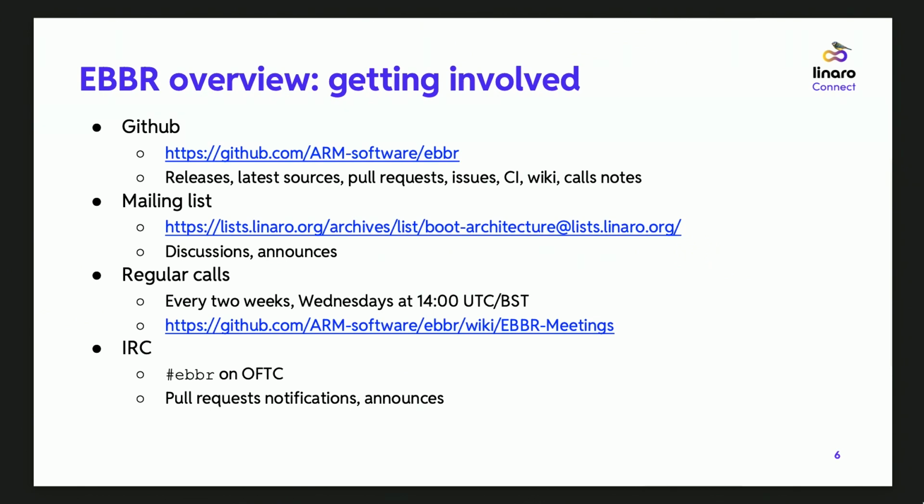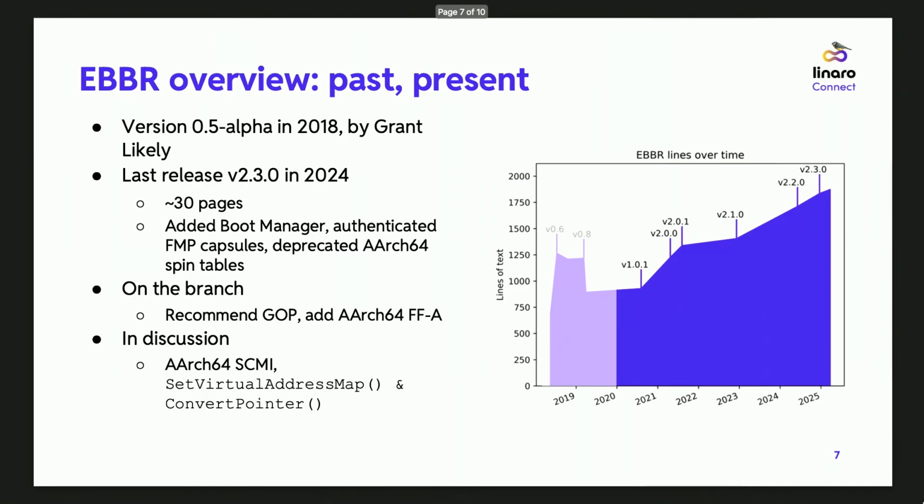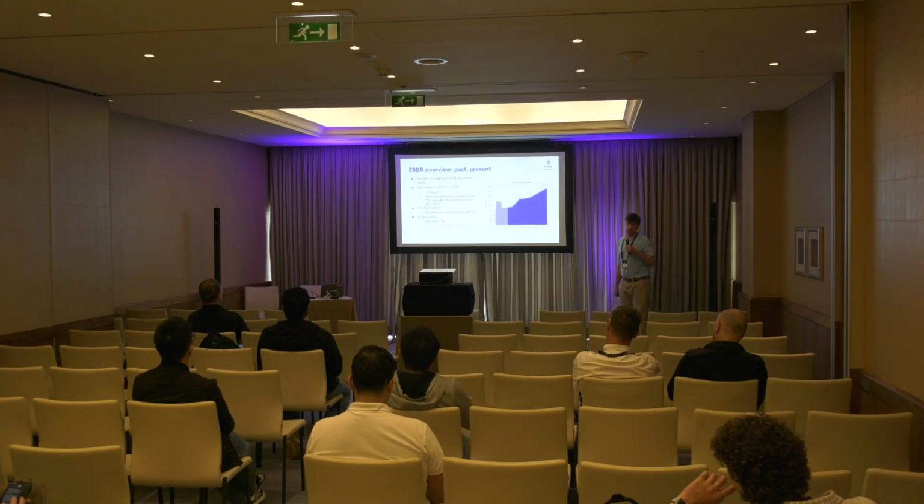Okay, I have one last slide before we move on to the open discussion, which is an overview of the past and present EBBR releases. Version 0.5 was done by Grant Likely in 2018, a while ago. We've come a long way since. We are at version 2.3, which was released in 2024. It was mainly adding the UEFI boot manager requirements for EBBR compliant systems, also a few additions.